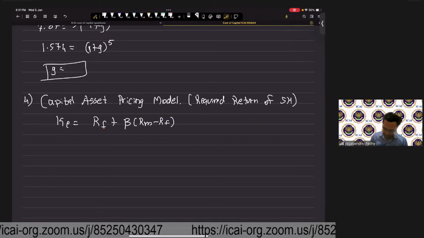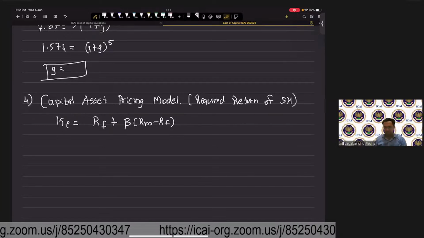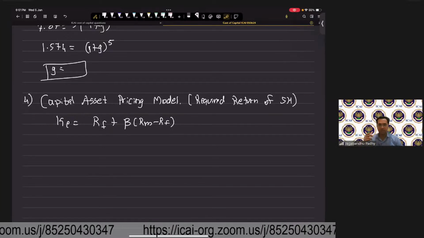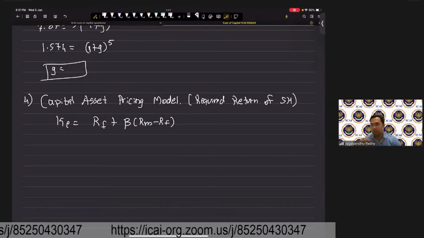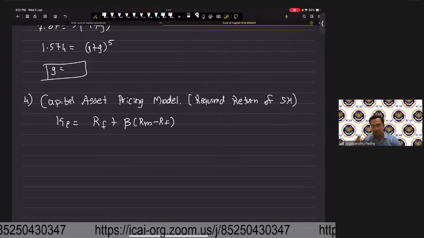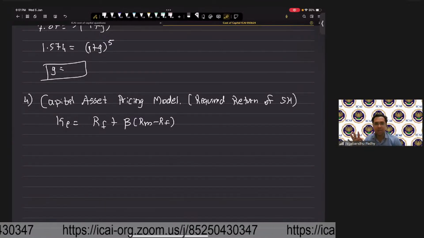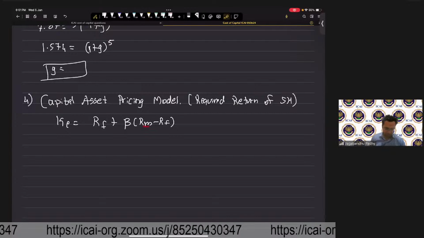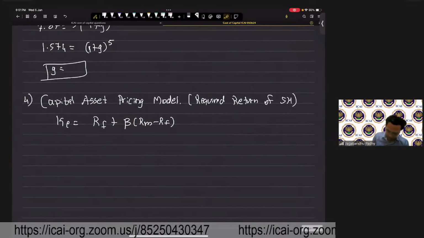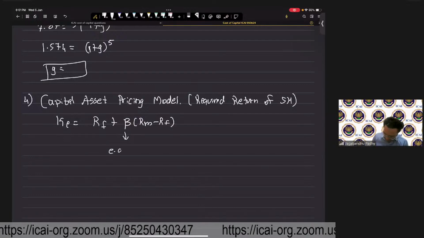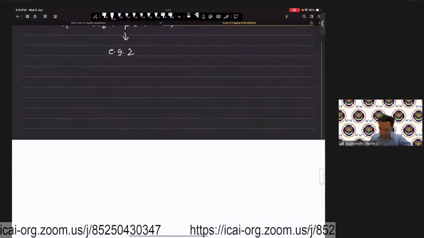Now, RF is the risk-free return, the bare minimum rate of return which you can get by investing in government securities. RM is the rate of return on the entire market portfolio, like the Nifty or the Sensex, which are index numbers of all the major companies. So on an average, what's the market return? That's your RM. And beta is a measure of systematic risk. Right? So for example, if beta is, let's say, 2, what does that imply?